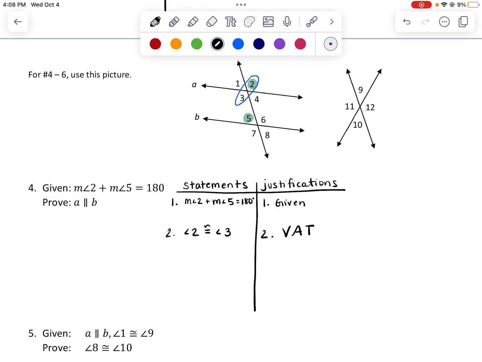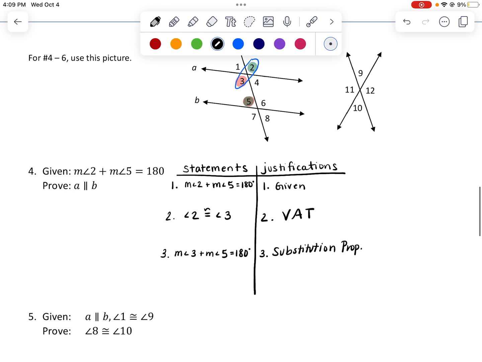So because 2 and 3 are equal, I can substitute 3 and 5. So look at what happens here. I know that 3 can equal 5 because 3 is equal to 2. I'm using substitution. So the measure of angle 3 plus the measure of angle 5 is equal to 180. And again, I used substitution. I cannot use same side interior because I don't know that the lines are parallel. I'm trying to prove that they're parallel.